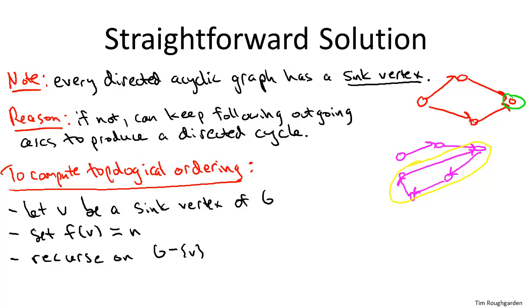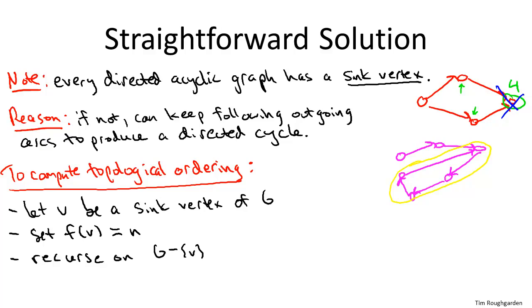Now, this graph has 2 sink vertices after we've deleted 4 and everything incident to it. So both this top vertex and this bottom vertex are sinks in the residual graph. So now in the next recursive call, we can choose either of those as our sink vertex. Because we have 2 choices, that generates 2 topological orderings. Those are exactly the ones that we saw in the example.